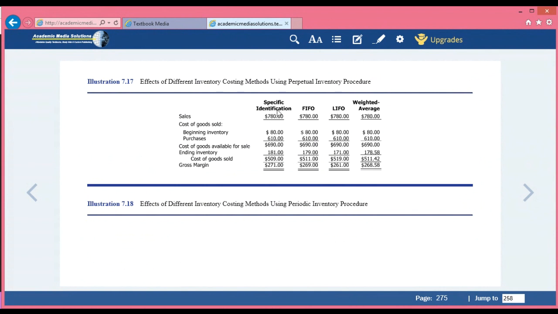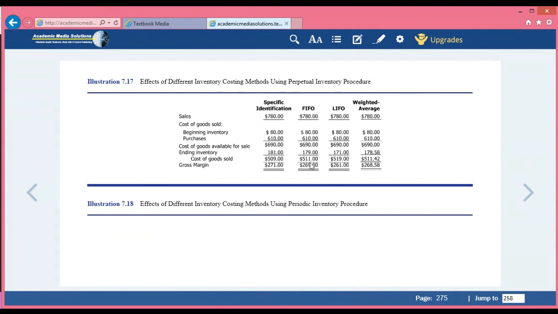Specific identification, we didn't even go over. That means you know exactly what item, and each item has its own exact cost, and you don't worry about all this other stuff. In that case, you've got gross margin or gross profit of 271.